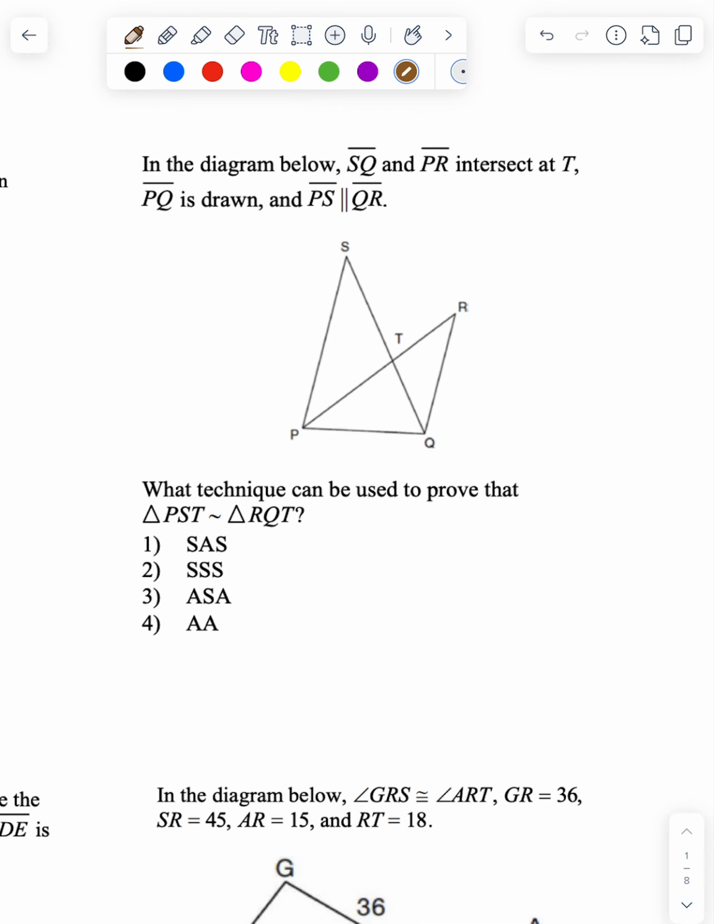Here, we have PS is parallel to QR, and we need to figure out how we can prove that triangle PST is similar to triangle RQT. Well, we don't have any numbers, so right away, we know it's going to be AA, and it's not ASA because ASA is not used to prove triangles similar. Just to justify it, we have parallel lines cut by a transversal, so we do have a letter Z. So we do have congruent alternate interior angles. We also have a letter X from intersecting lines, so we have congruent vertical angles. So those are our two pairs of A's.